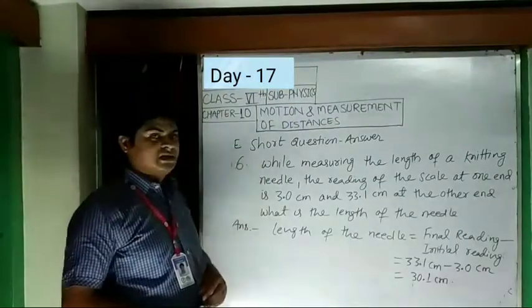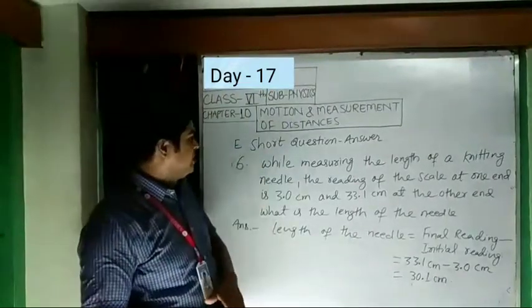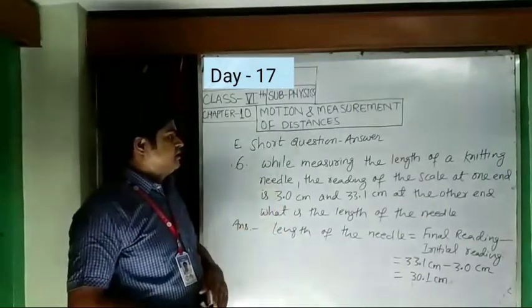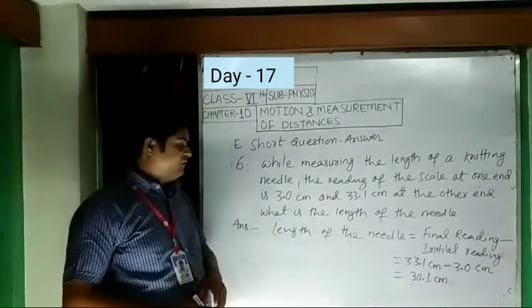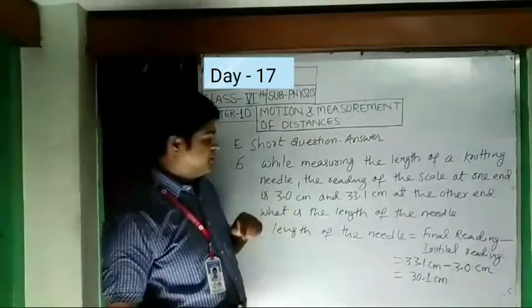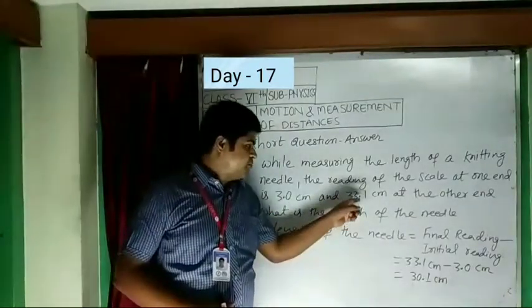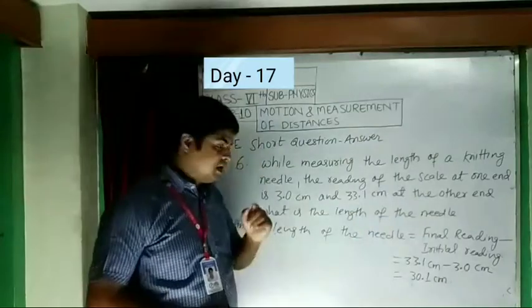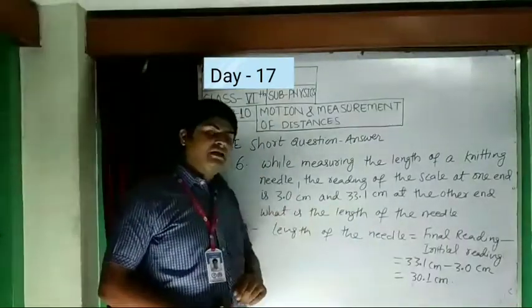See question number 6. While measuring the length of a knitting needle, the reading of the scale at one end is 3.0 centimeter, that means 3 centimeter, and 33.1 centimeter at the other end. What is the length of the needle?